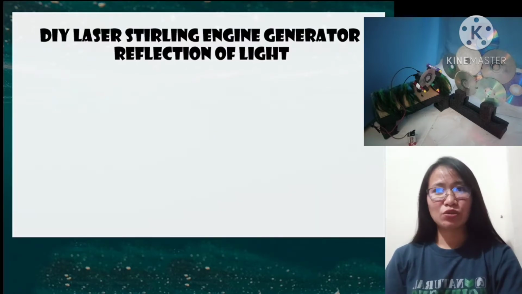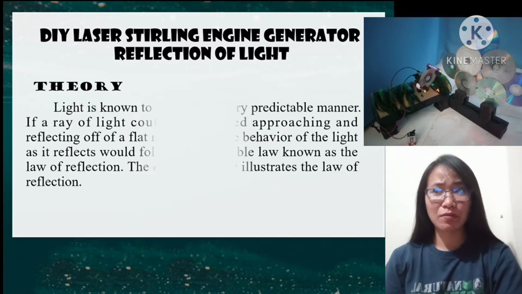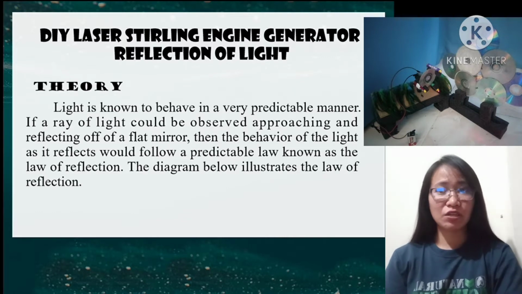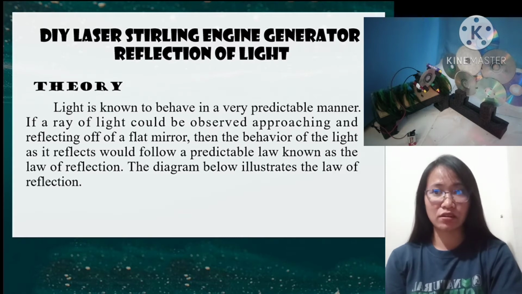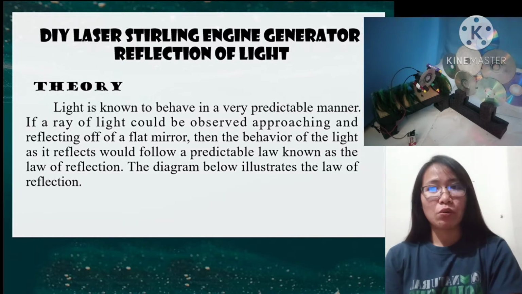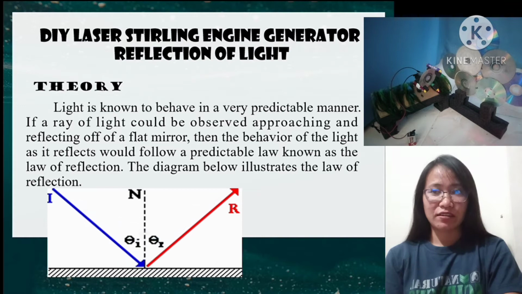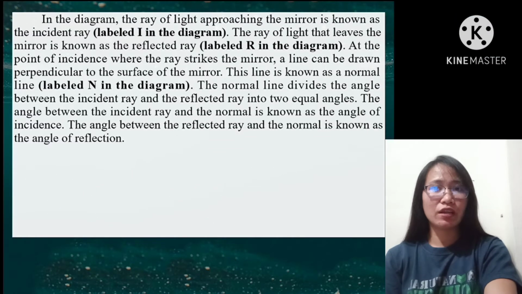Light is known to behave in a very predictable manner. If a ray of light could be observed approaching and reflecting off a flat mirror, then the behavior of light as it reflects would follow a predictable law known as the law of reflection. The diagram below illustrates the reflection of light, or the law of reflection.